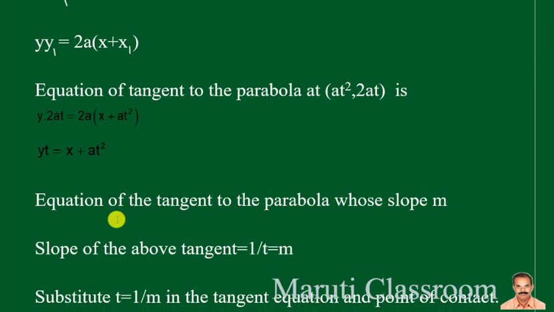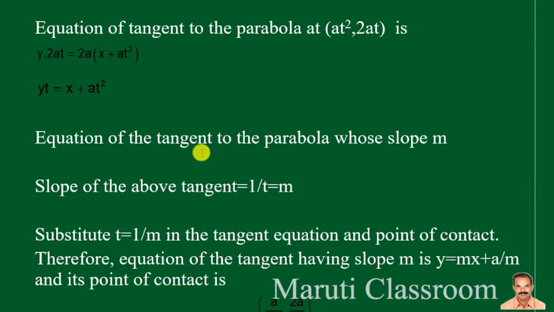Now we are finding the equation of the tangent to the parabola whose slope is m. So we are finding the tangent equation in terms of the slope m. To get its slope, write this equation in the form y equal to mx plus c. For that, divide this equation by t. Then it becomes y equal to (1 by t) x plus at. Then it is in the form y equal to mx plus c. In place of m, 1 by t is there. So its slope is 1 by t.